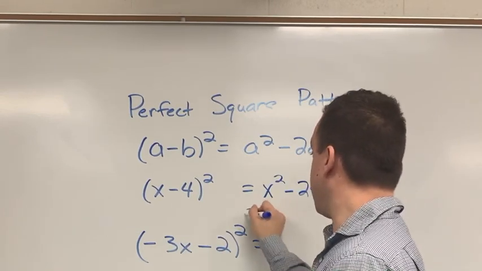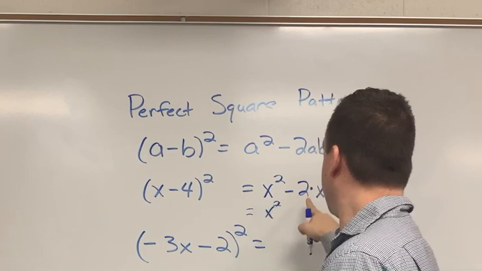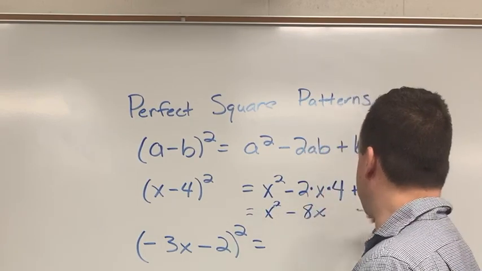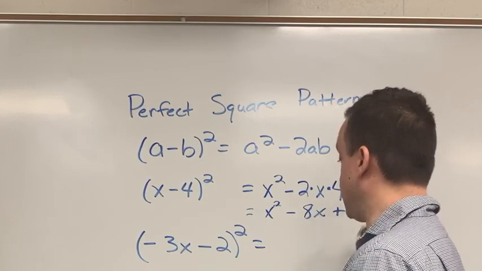If we simplify a little bit, we get x squared. 2 times 4 is 8, so minus 8x. And then plus 4 squared gives us plus 16.